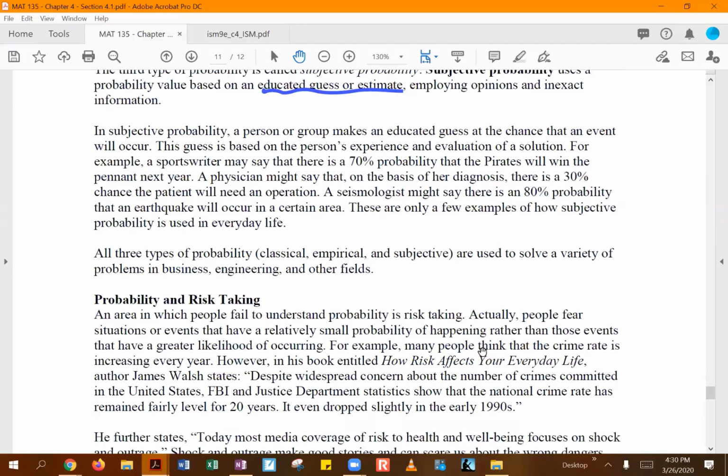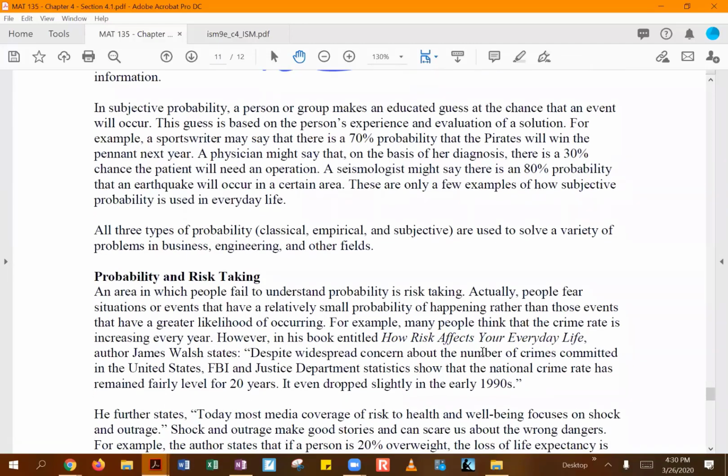So again, remember, we've talked about 3 different types of probability: classical, empirical, and subjective. Remember, in classical, we say that all the events or all the outcomes have an equally likely chance of occurring. In empirical, we are saying that it is based on observation, and subjective is basically an educated guess.